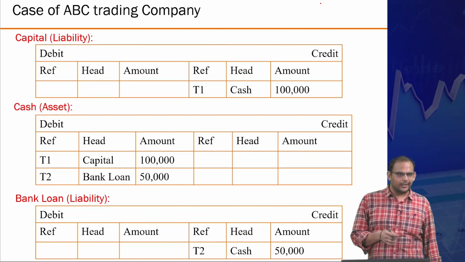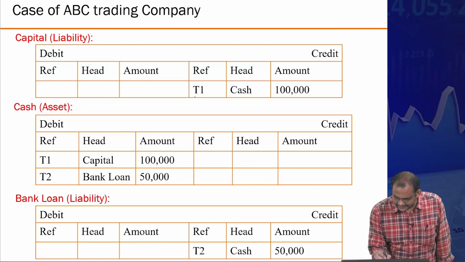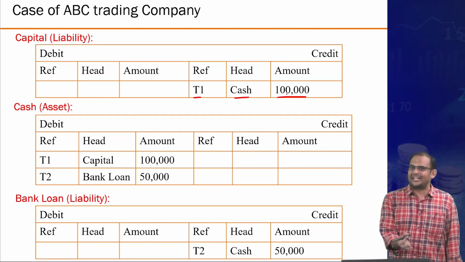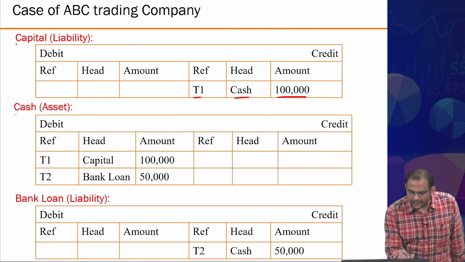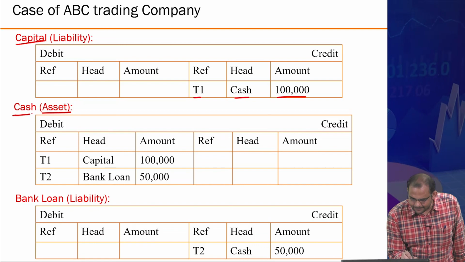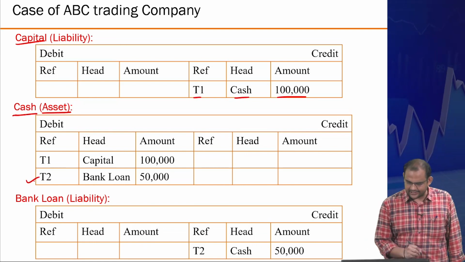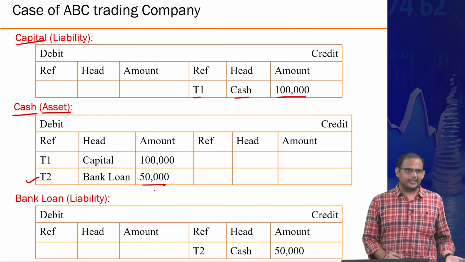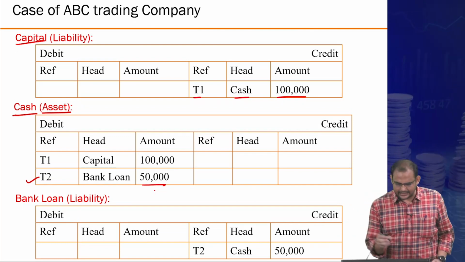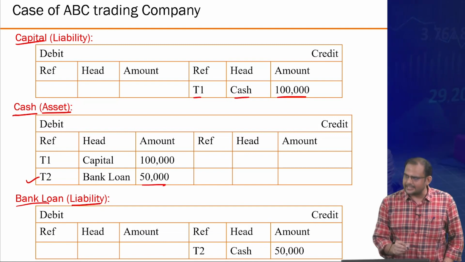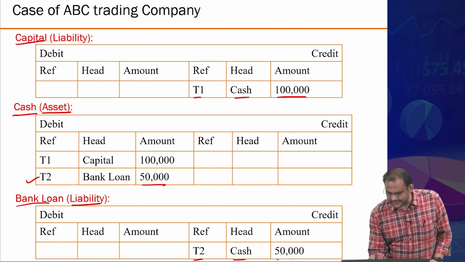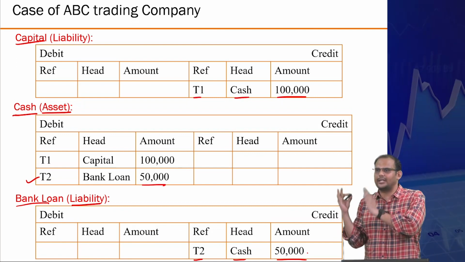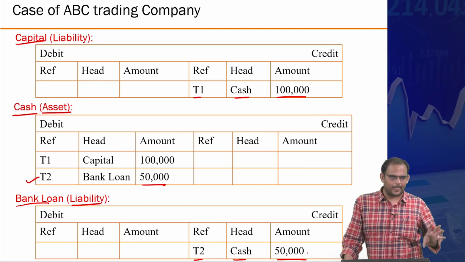This is shown here. Your T1 cash 1 lakh, no change in your liability account of capital. In the asset type account of cash, there is a second transaction, bank loan worth 50,000. It is on the debit side. An equivalent entry on the credit side is on bank loan, which is a liability type account, T2 cash 50,000. Total debits equal total credits. So far with me? Okay.